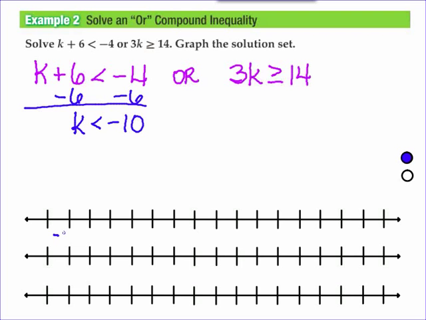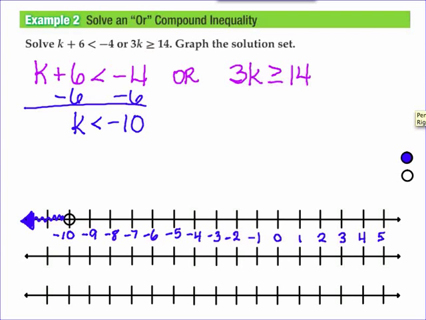Okay, so here we go, -10, -9, -8, -7. So I'm gonna go ahead and number. Now, if I was going to graph the solution set to that, what would I do? Open circle where? On -10, and I'm gonna shade which way? To the left. So now what I'm gonna do is I'm going to do the second inequality. I'm gonna graph that one in pink.